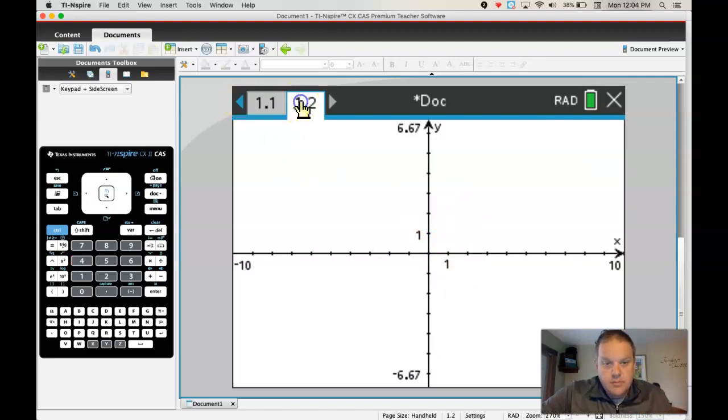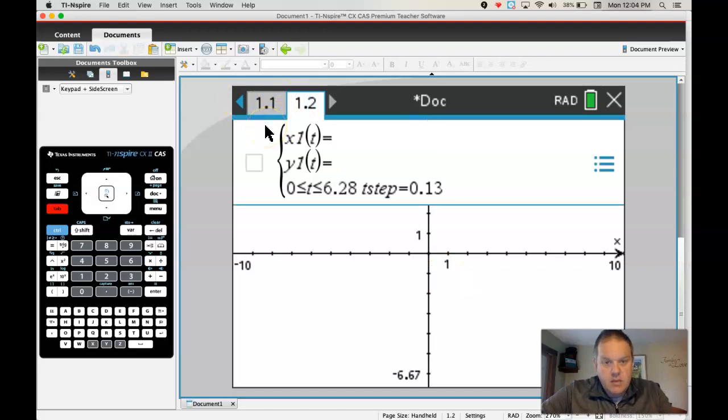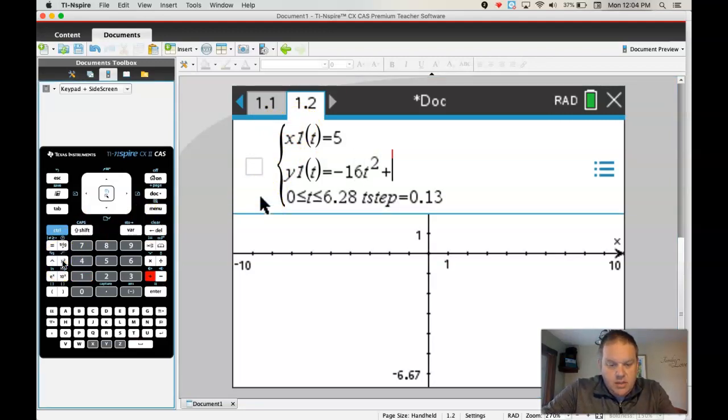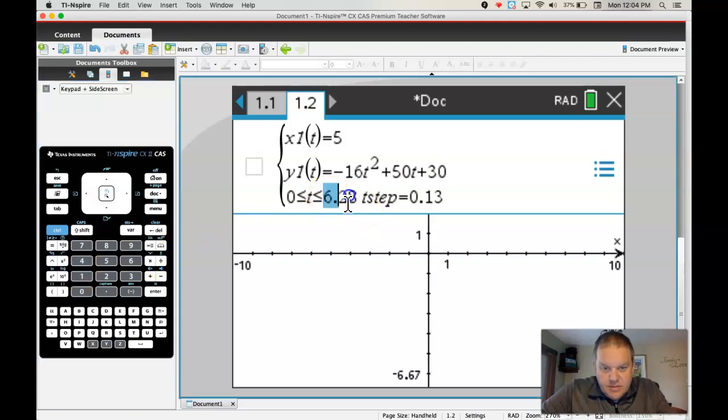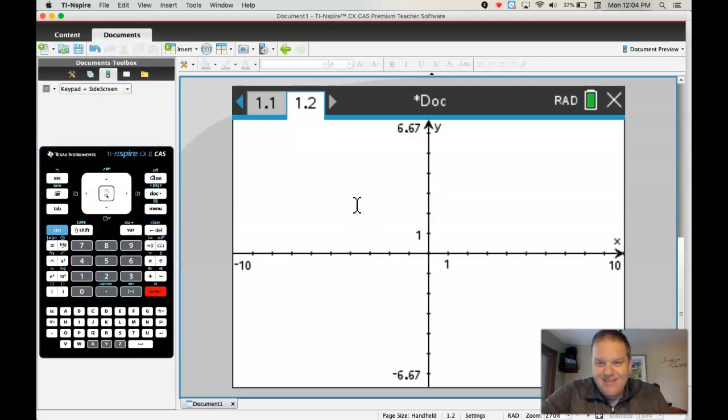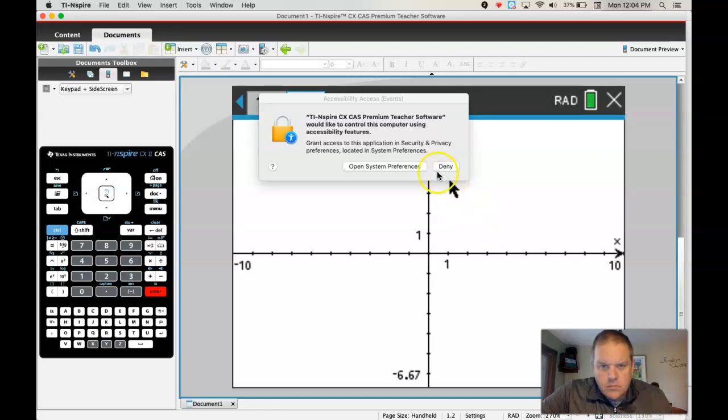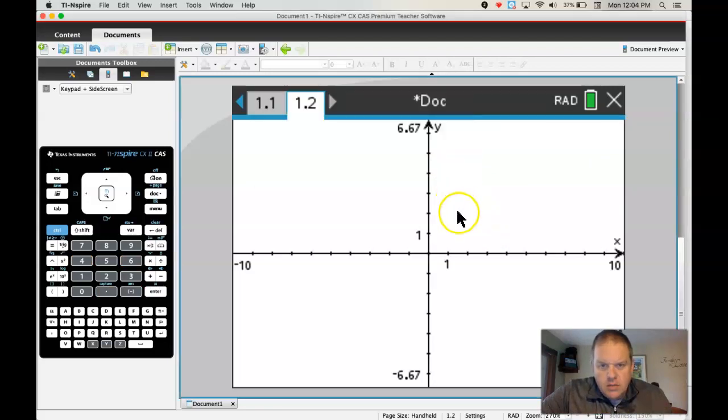Tab. So 5 again, -16t squared plus 50t plus 30, and then 3.64. Forgot to hit enter. There it is. Okay.